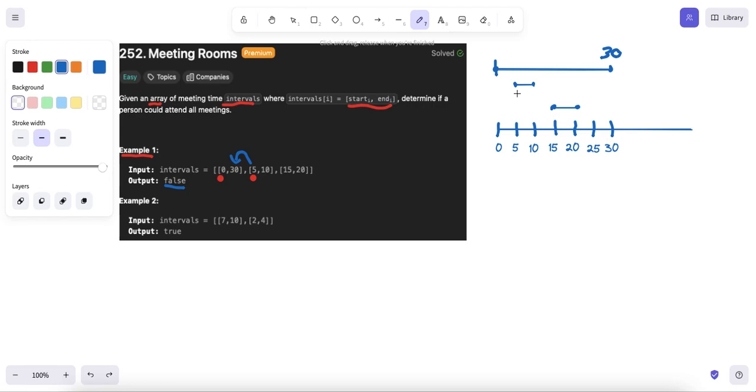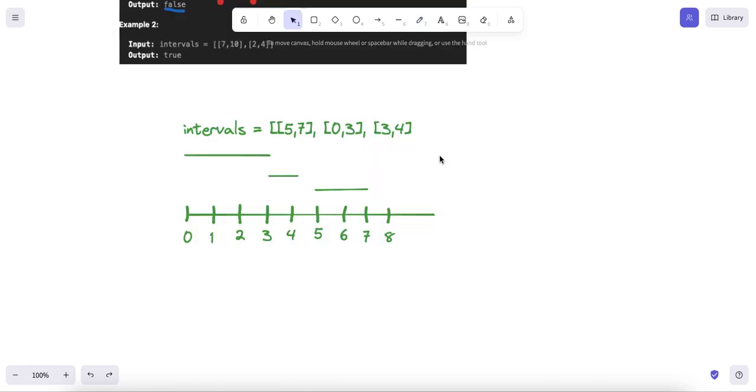And the next meeting starts at time 5. So when we compare this meeting's end time to the beginning time of the next meeting, we see that it ends after the next meeting begins. So this means that the two intervals overlap, they conflict. These meetings go on at the same time, and a person cannot attend both of them, so we must return false.